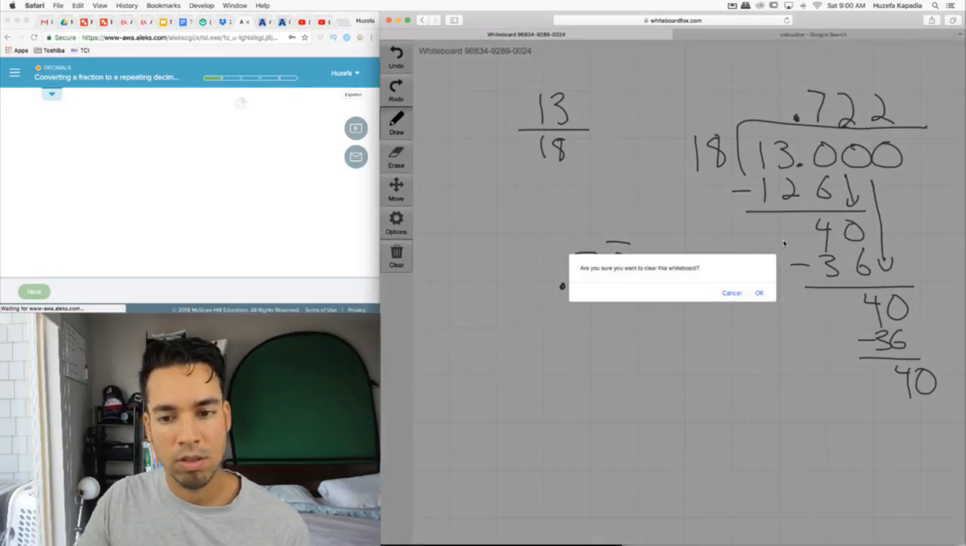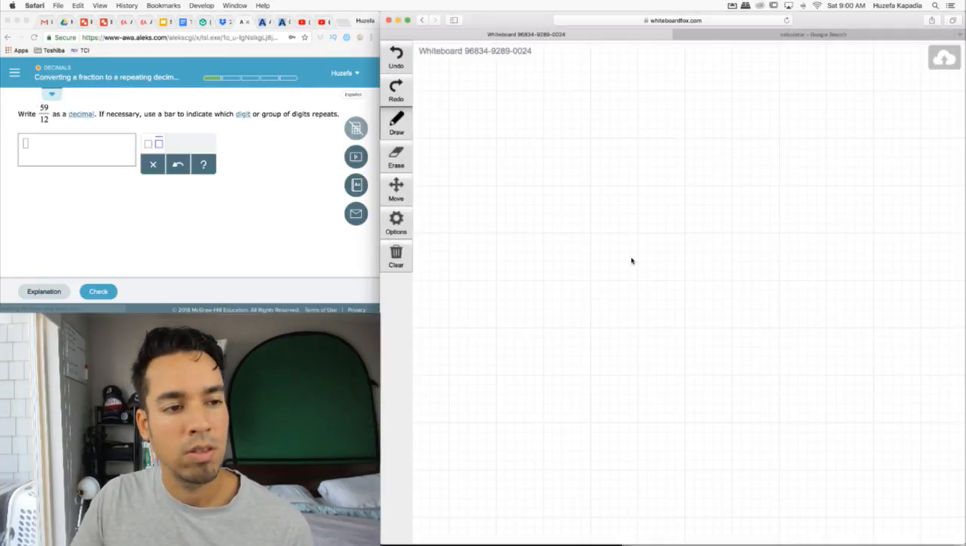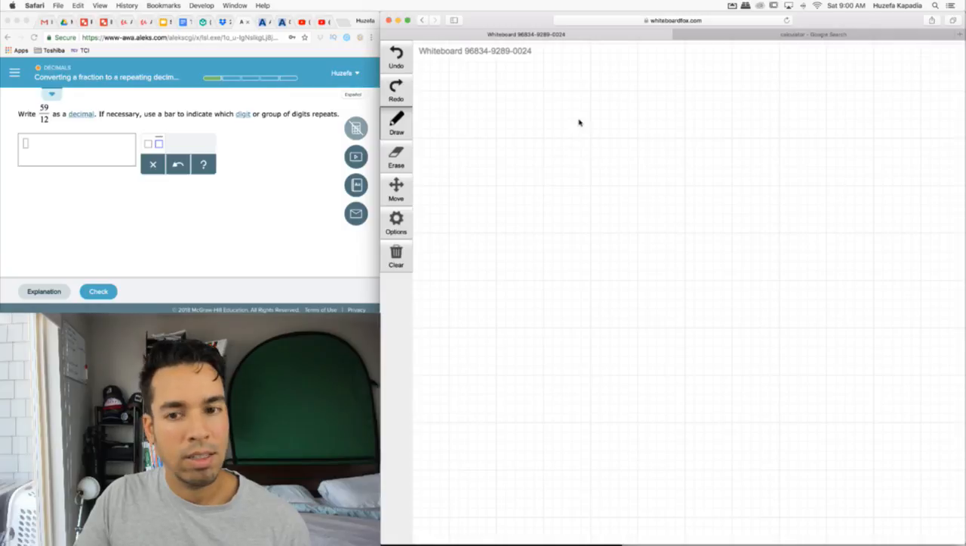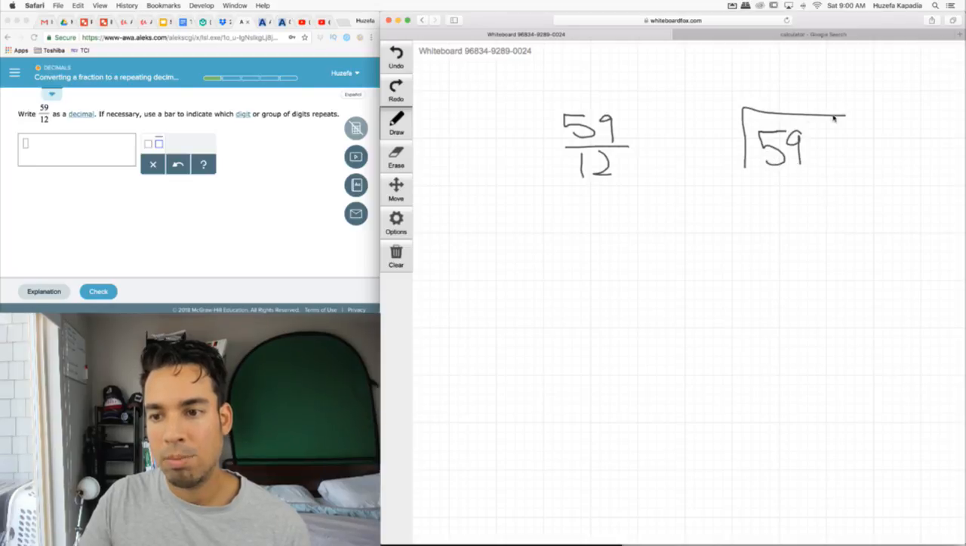Okay, next. Write this as a decimal. So again, it's 59 over 12. We carry out the division. 59 divided by 12. I'm going to put some zeros up here as well.